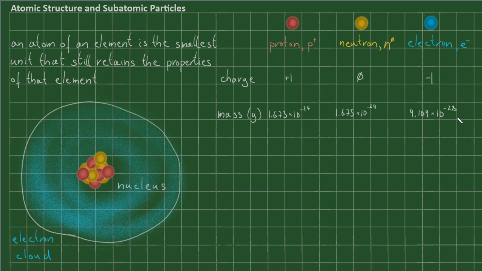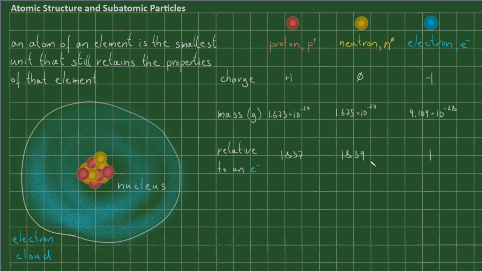These numbers are a little bit cumbersome, so I could talk about the mass of these subatomic particles relative to an electron. This means that I'm going to give the electron a mass of 1. Compared to the electron, a proton is 1,837 times heavier, and a neutron is 1,839 times heavier than an electron.